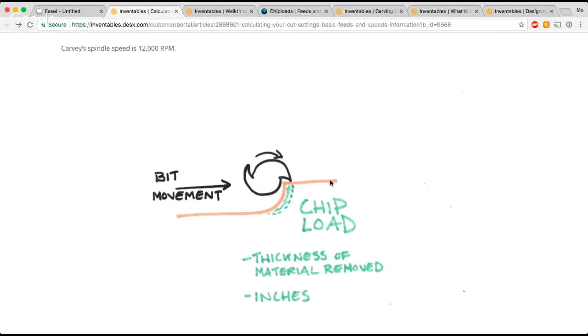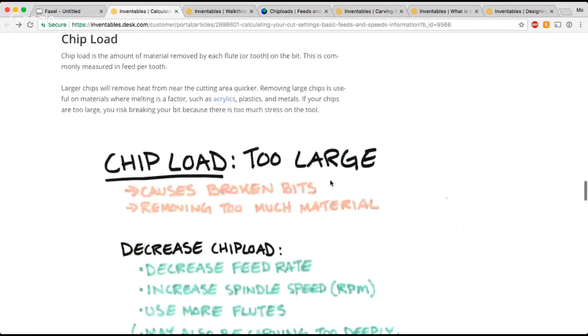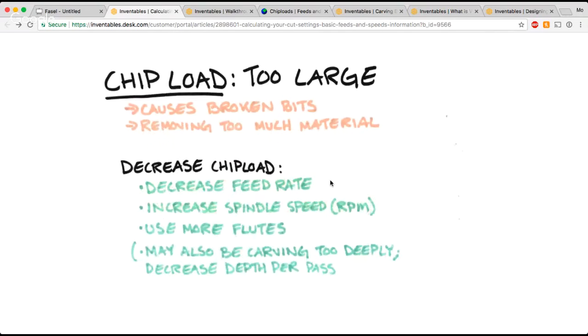Now, the other thing that can happen with chip load is that your bits are too big. And that does happen too. I am a common proponent of having my chips be too big, and that is because I want to get things done faster, right? Everyone wants to do that when they're carving. But it's not going to always end well.